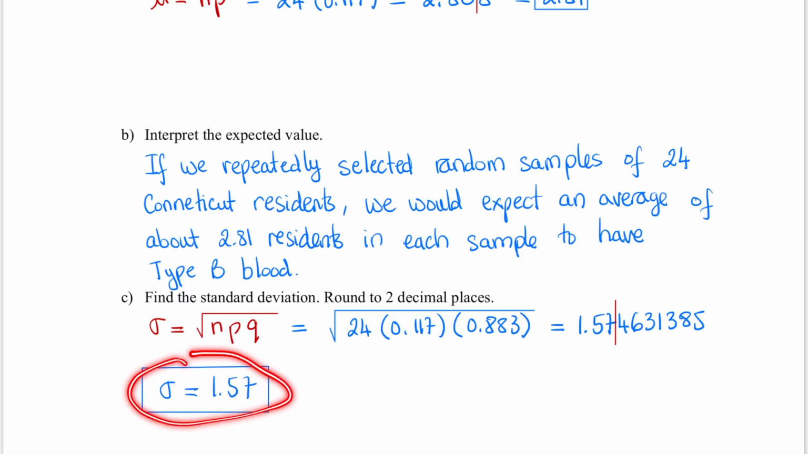This tells us that the number of residents with type B blood typically varies by about 1.57 from the expected value of 2.81.